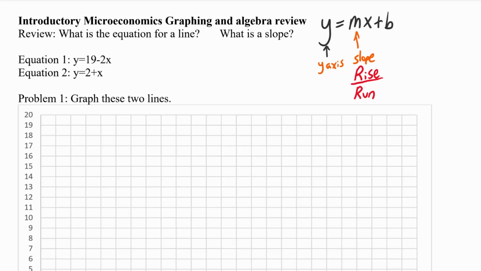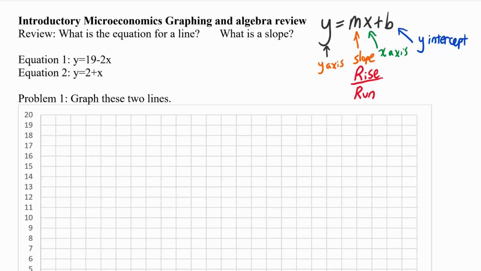X is just, what are we representing on the x-axis? And what's the B stand for? All right, you probably remember that that stands for the y-intercept. But tell me, what exactly does that number B tell us? What is a y-intercept? A y-intercept tells you the value of y when x equals 0.